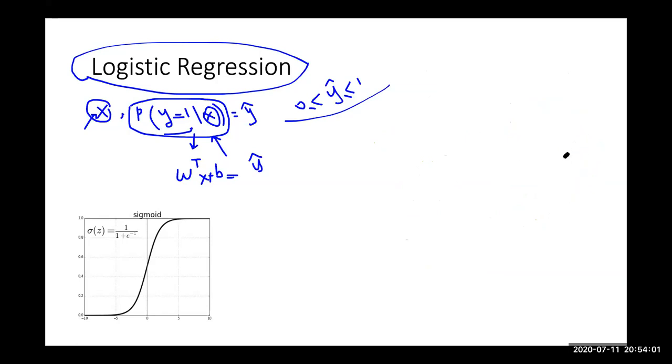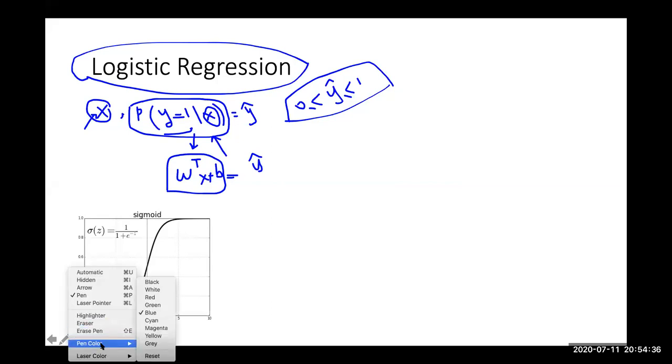Okay, so going back to here, we want to find this. We said that this will be the equation of a line, and it will not produce a number between 0 and 1, which is what we hope to get, because we want to end up with a number between 0 and 1. This will not do the job. Therefore, we use something called the sigmoid function.